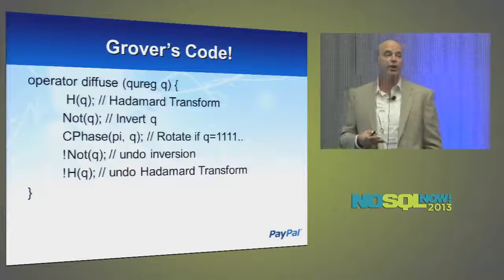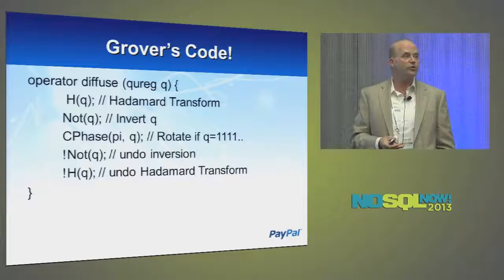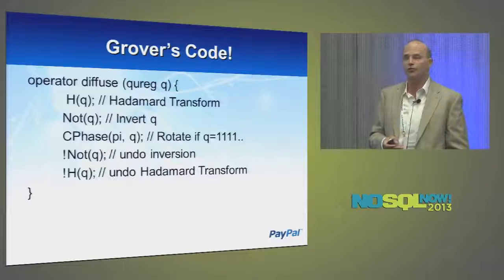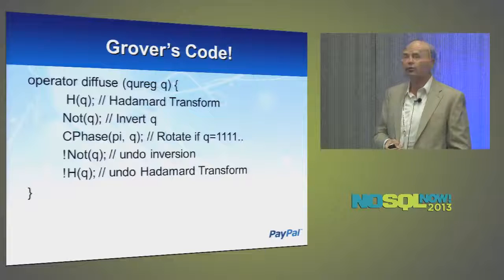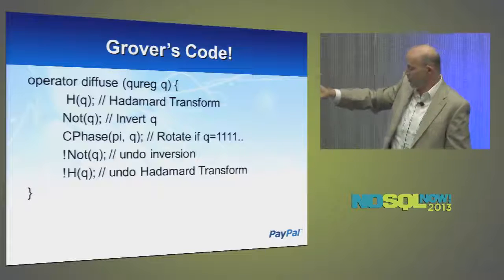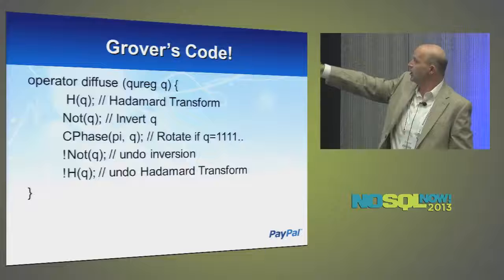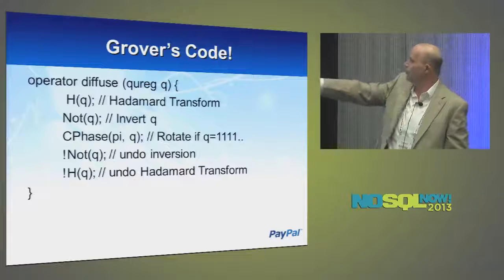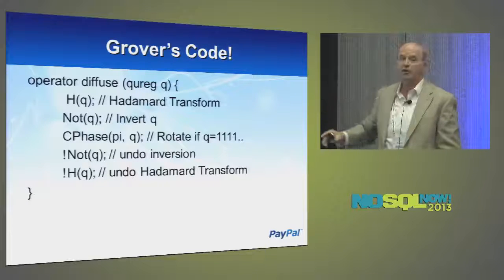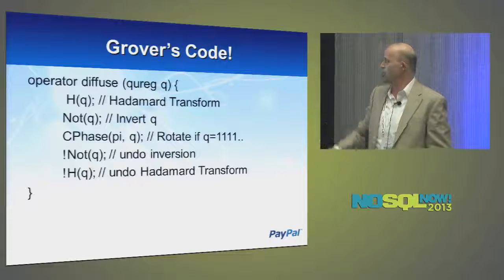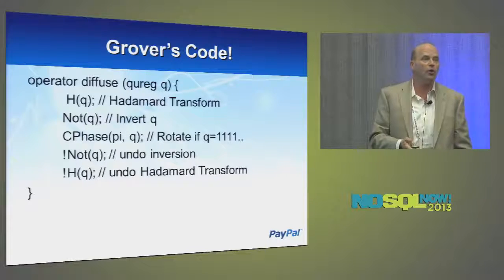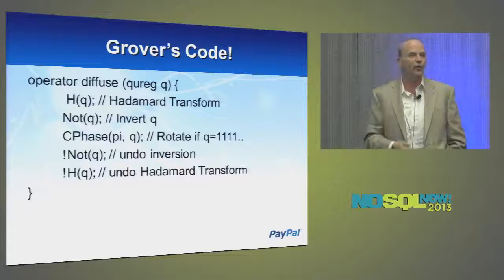If you wanted to write code for this, there's multiple languages out there. I use QCL for most things. This is an example of QCL for Grover's algorithm. You can kind of see, once again, what we do here. We use the H-gate, that Hadamard transform. We do an inversion. We check the phase of the bit that we're looking at. Then we undo the inversion, undo the Hadamard transform, and lo and behold, the resulting bit has the answer that we want.